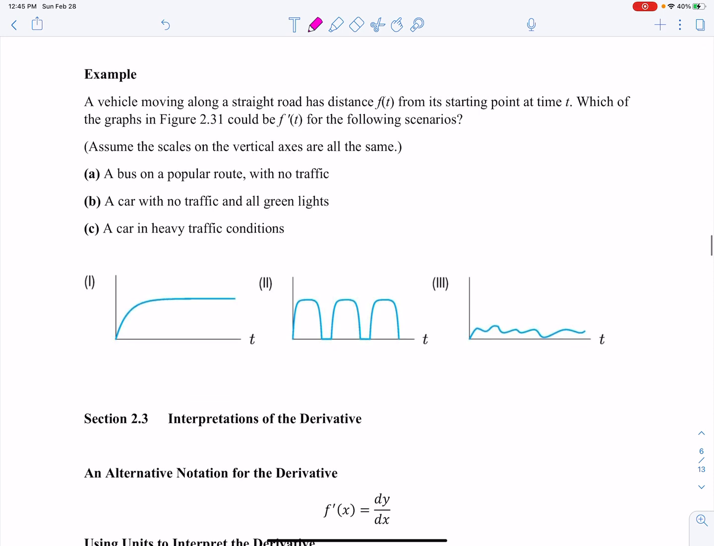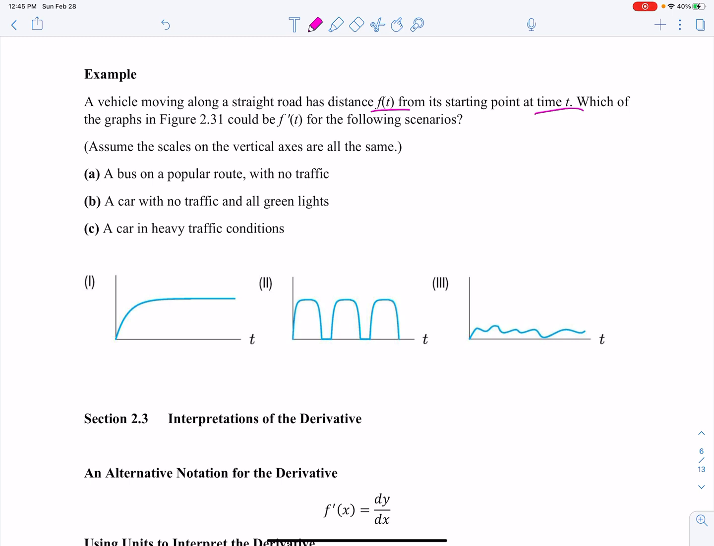So here's an example of thinking of derivatives in terms of real-life applications. A vehicle moving along a straight road has a distance f of t from its starting point at time t. So which of these 3 graphs fit these 3 situations here? So let's think about it.